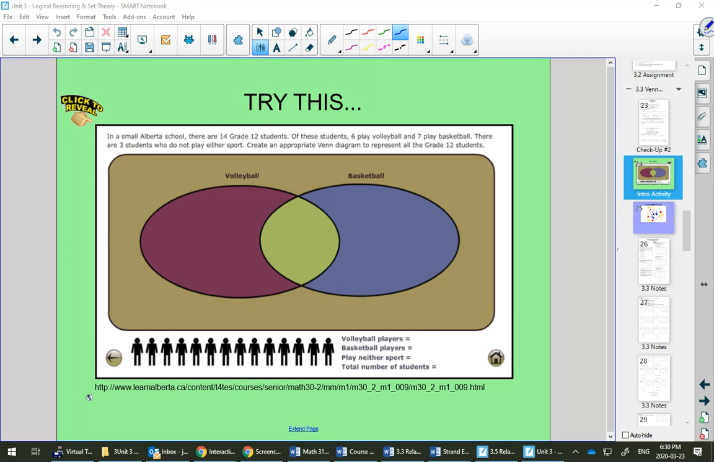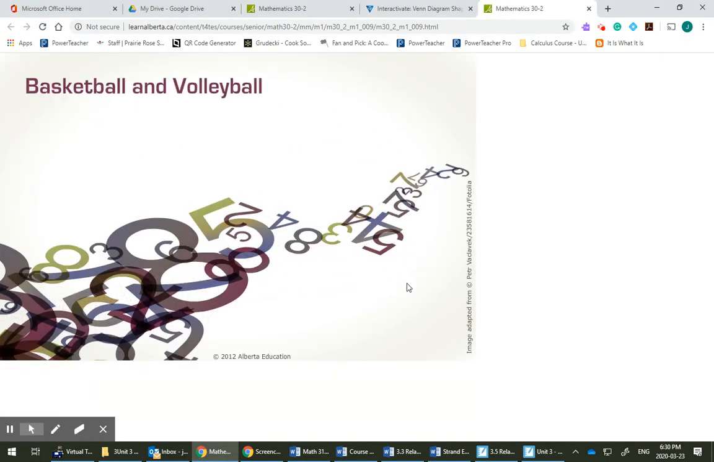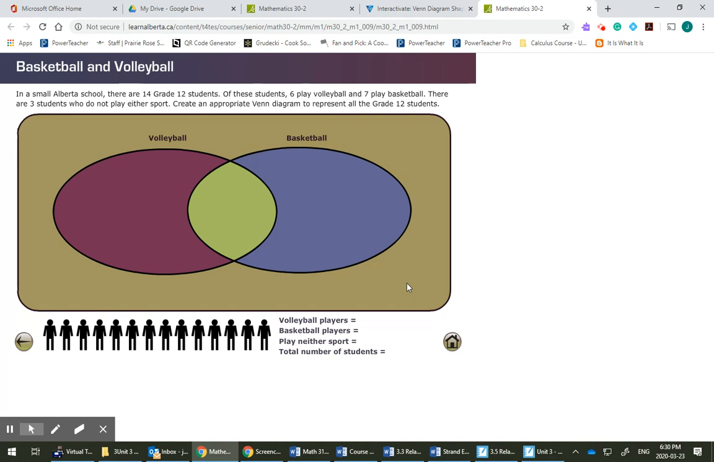Today in this lesson and in tomorrow's lesson, we're going to look at how to take that same information but organize it using a Venn diagram. So before we even get into some of the notes, I just want to go through a couple demos here. The first one here, I'm just going to click on the screen and we have a visual with Venn diagrams. We're looking at volleyball and basketball.